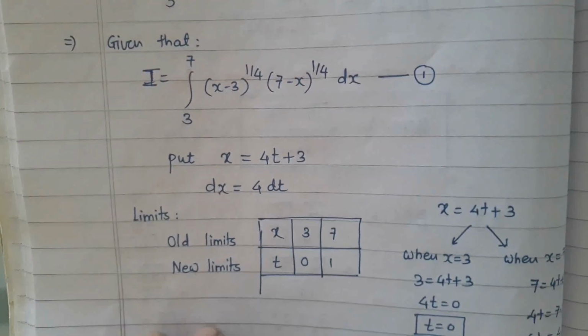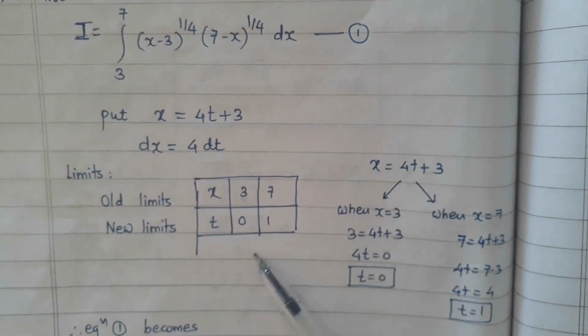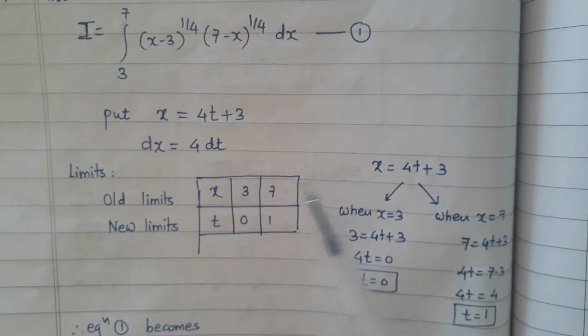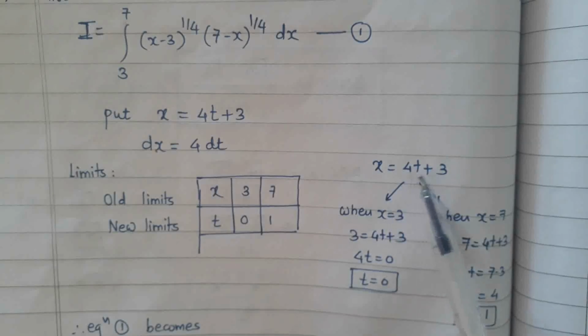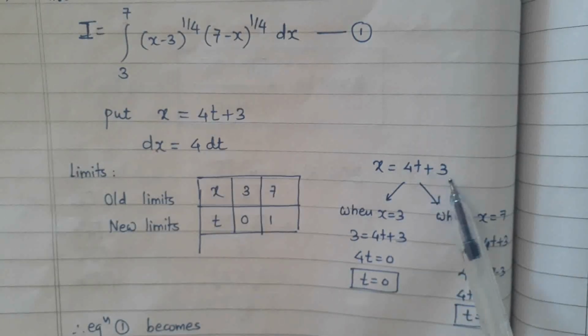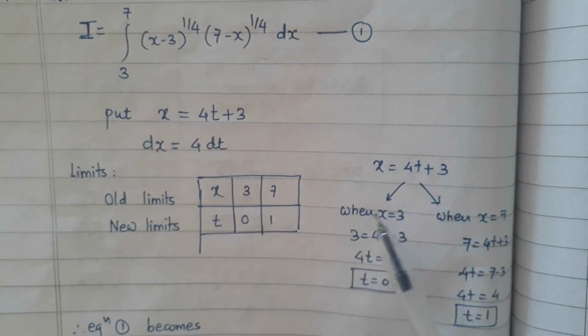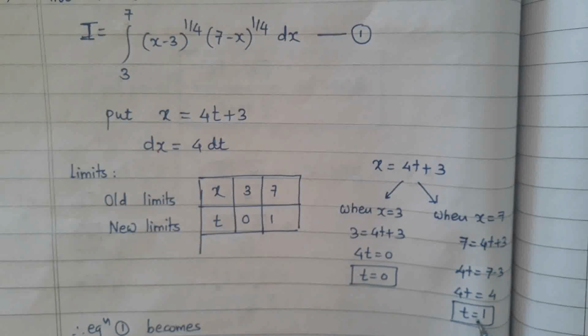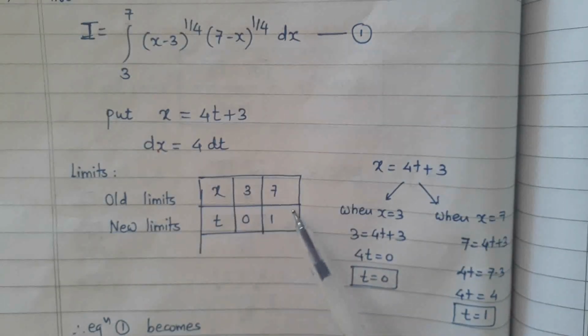Along with that, change the limits. The old limits for x are 3 and 7. Use the substitution x = 4t + 3 to find the new limits. When x = 3, t becomes 0. When x = 7, t becomes 1. So the new limits are 0 to 1.